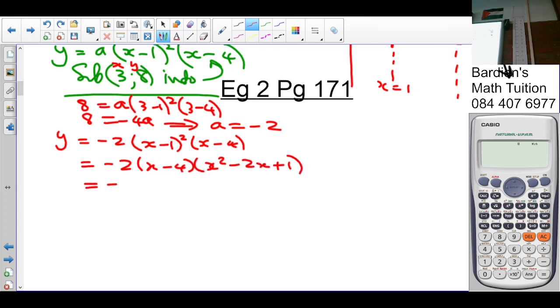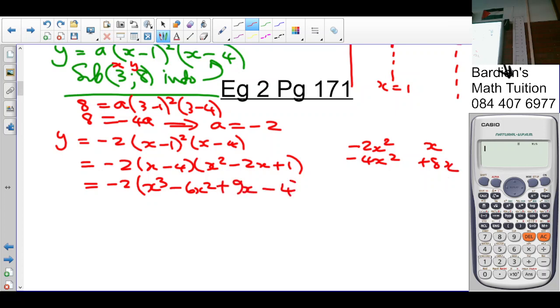Then I multiply that in, so it's negative 2 into x cubed. X times negative 2x is negative 2x squared. Negative 4 times x is negative 4x squared, which is negative 6x squared. Then I get x plus 8x, which is 9x minus 4. Now if you can't do what I'm doing there, you write it out and you multiply the whole story out. Then you add your like terms in the next step. It's going to give you negative 2x cubed plus 12x squared minus 18x plus 8.